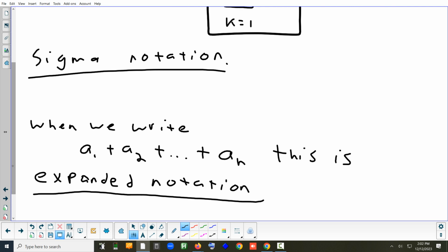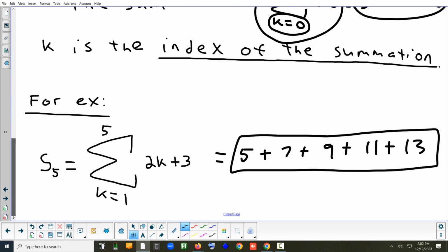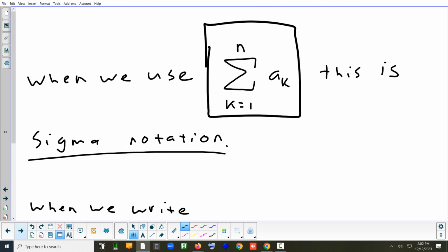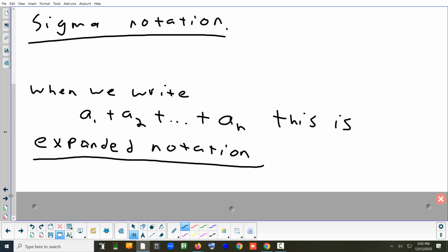And then when you actually write it all out, plug in the numbers starting at the index, stopping at the top number. That's called expanded notation. So you might see directions on a test that say expand the following, and then they give you a problem. Like this one. It says expand, means to do that. Any question on the difference between sigma and expanded?